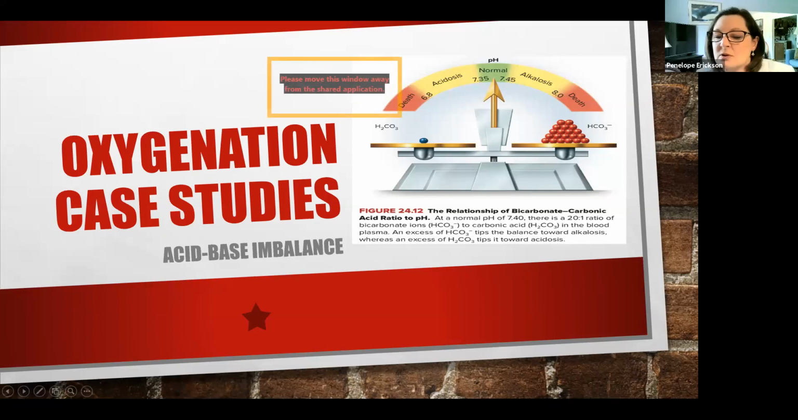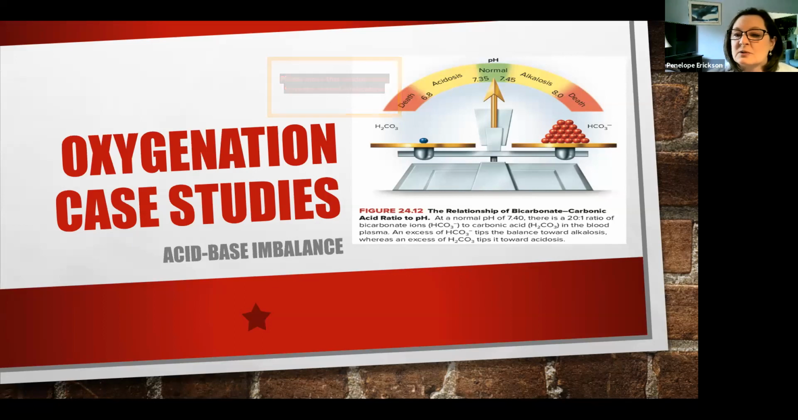So have you seen this scale before, like the relationship between acid and base? For every molecule of hydrogen, or how it travels in the bloodstream in the form of carbonic acid, for every molecule of carbonic acid, you need 20 of bicarbonate ions. So that's the normal ratio of acid to base in our body to keep us right at 7.40.